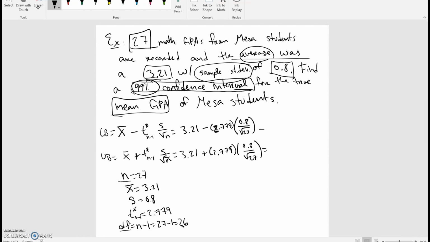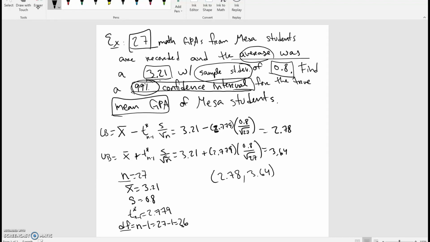All right, let's put this into our calculator and see what we get. I get 3.21 minus 2.779 times the thing in the parentheses, 0.8 over square root of 27. I'm doing this offline, but my lower bound GPA is 2.78. For my upper bound GPA, I change the minus to a plus, and I will get 3.64. So my confidence interval is 2.78 to 3.64.